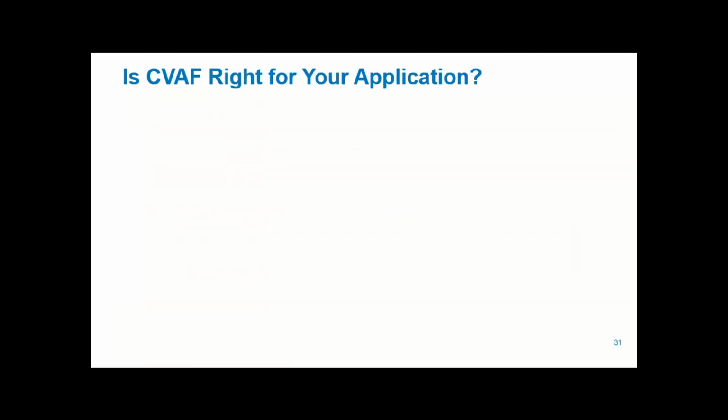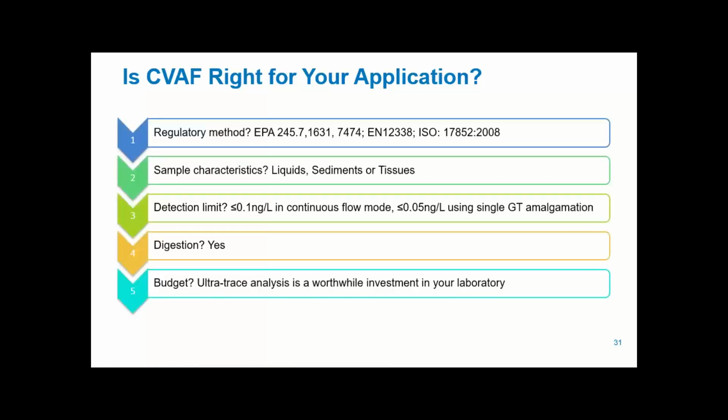So is cold vapor atomic fluorescence and the liquid trace M8000 right for your application? If you need to run any of these methods, 245.7, 1631, some European norm methods, ISO methods, then you will need to use atomic fluorescence. These samples can include liquids, sediments, or tissues. They will need to be digested.